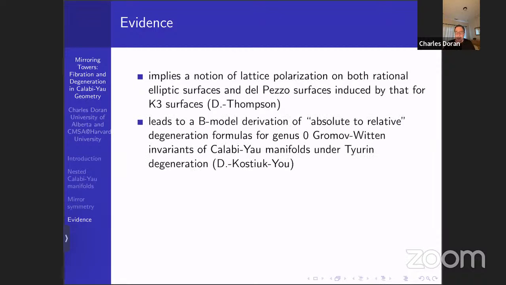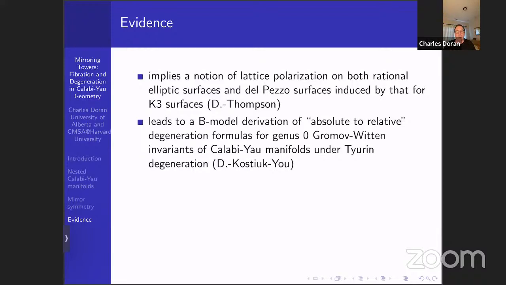Okay. The DHT construction also leads to what we call a B-model derivation of absolute to relative degeneration formulas for genus zero Gromov-Witten invariants under a Tyurin degeneration. So what does all this mean? A motivation for mirror symmetry interest in mathematics has always been the predictions of Candelas, de la Ossa, Green, and Parkes involving enumerative predictions of mirror symmetry, curve counts, counting rational curves of various degrees, and things like that.